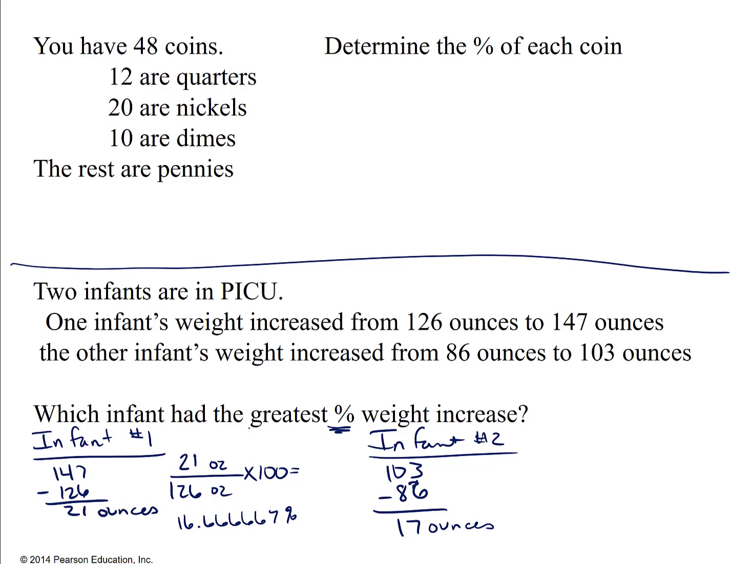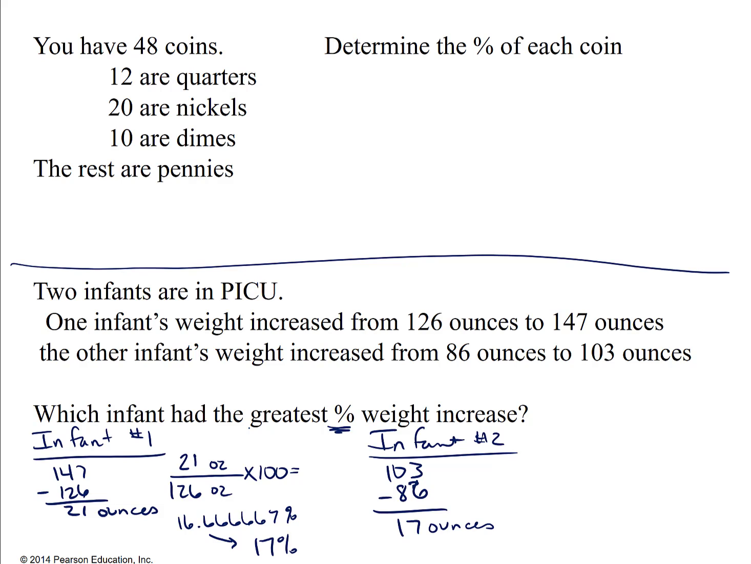What would I need to round that to? 21 divided by 126. So my answer should have how many significant figures? 21 has 2. 126 has 3. So remember, I always have to round to the smallest number of significant figures in the problem. So this one should be 17%, 2 significant figures because of that 21.